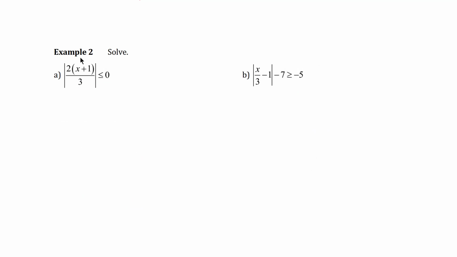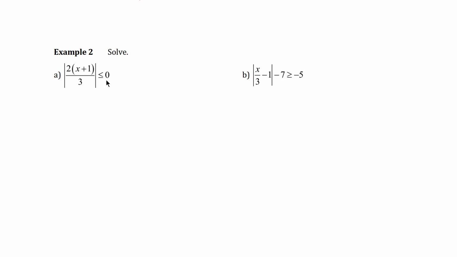Moving on to example number 2, we need to solve the following absolute value inequalities. For part A, we have the absolute value of the fraction 2 times the parentheses x plus 1, close parentheses, divided by 3, less than or equal to 0. Notice here that the absolute value is less than or equal to 0.